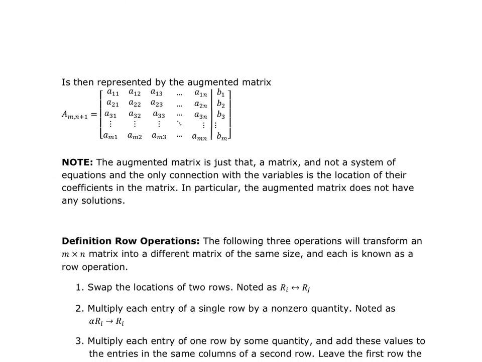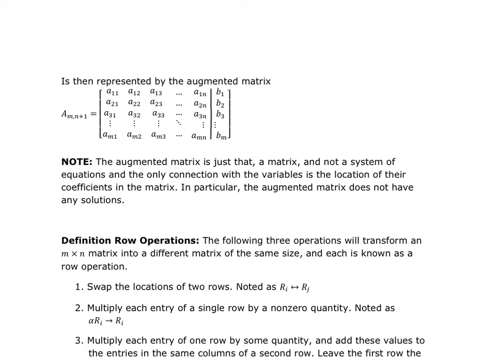So when we're talking about an augmented matrix, it is just that, it's just a matrix. It is no longer a system of equations, and the only connection that we have to a system of equations is the location of the coefficient in terms of the matrix. So the augmented matrix in and of itself has no solutions. This right here is not giving me any solutions. It's just an augmented matrix.